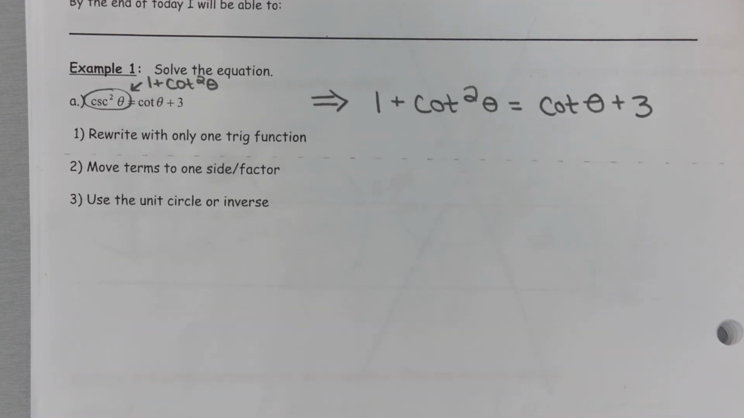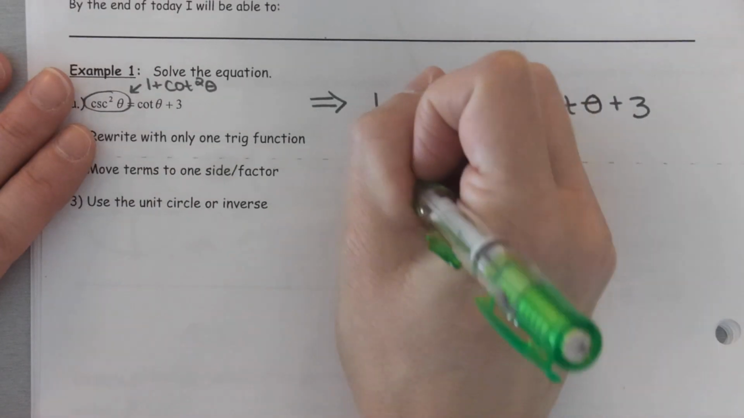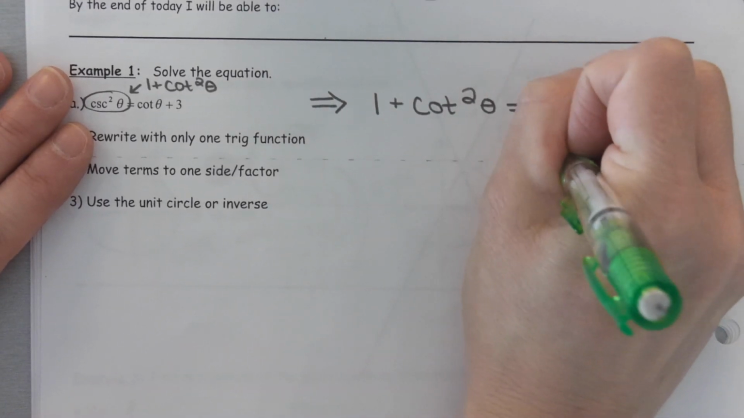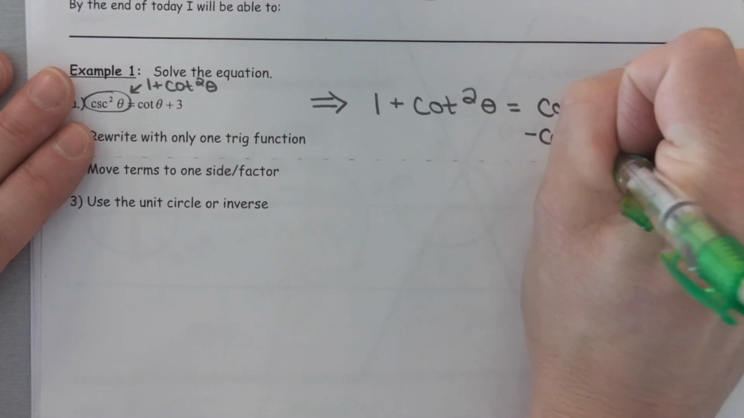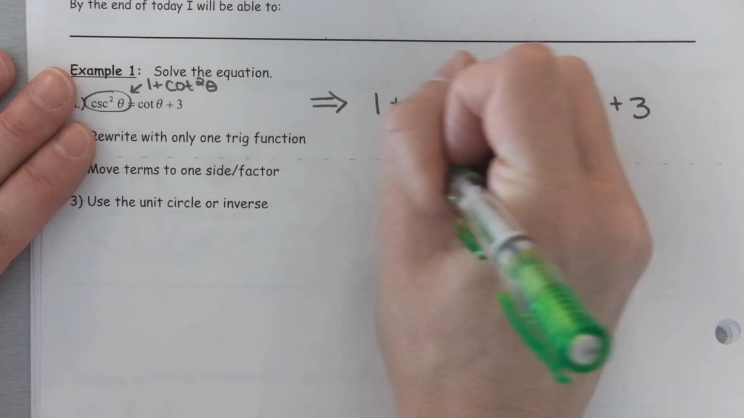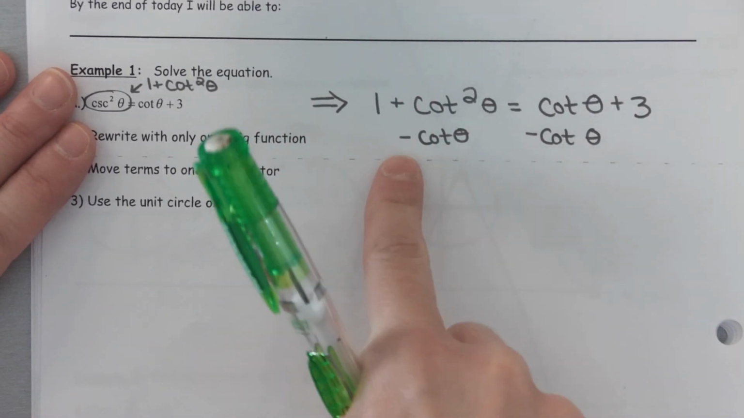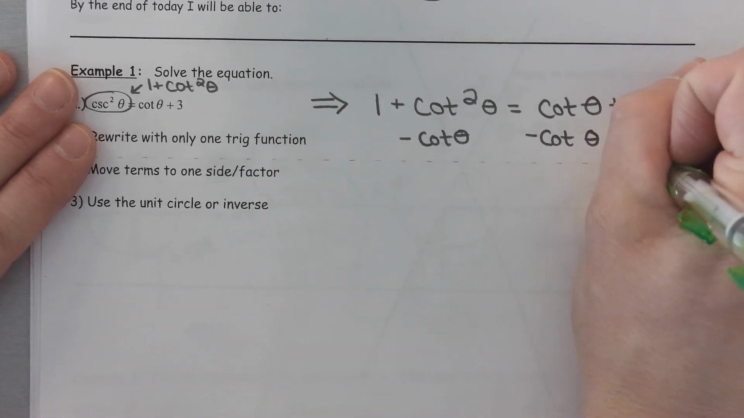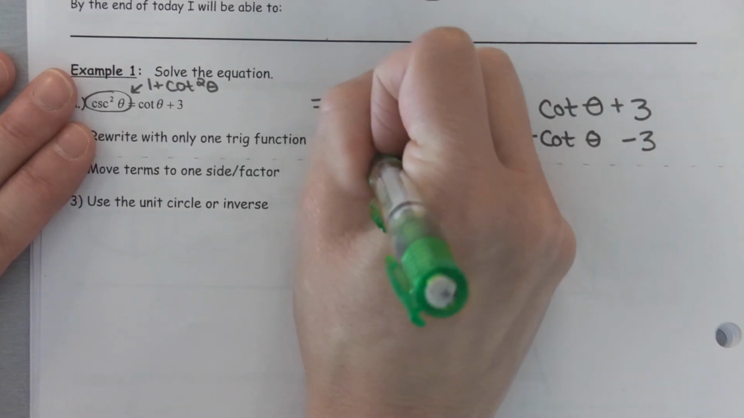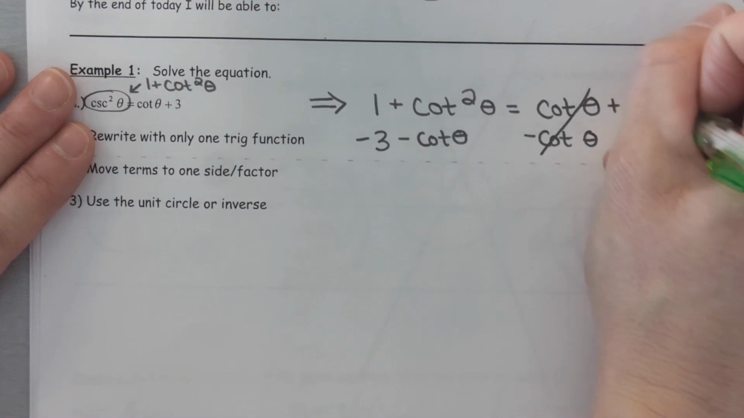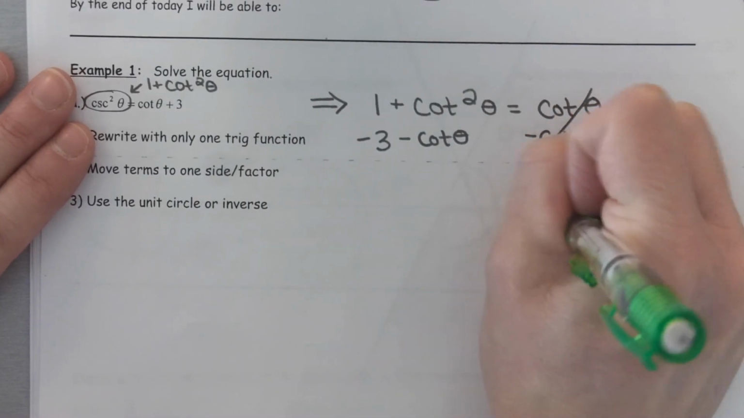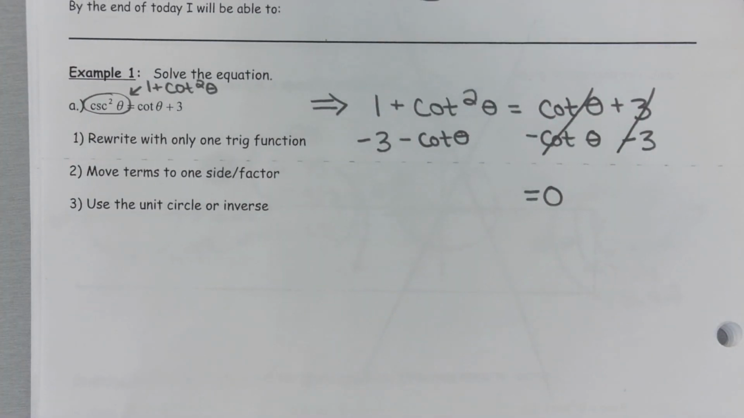So I'm going to next move everything over so it's set equal to 0. We want to get everything on the same side. Now, personally, I like it when my thing that is squared is positive. It throws me off when it's not. So I'm going to move the cotangent over and the 3, and I'm going to do it in one step because I want to be efficient. So now there's nothing left.